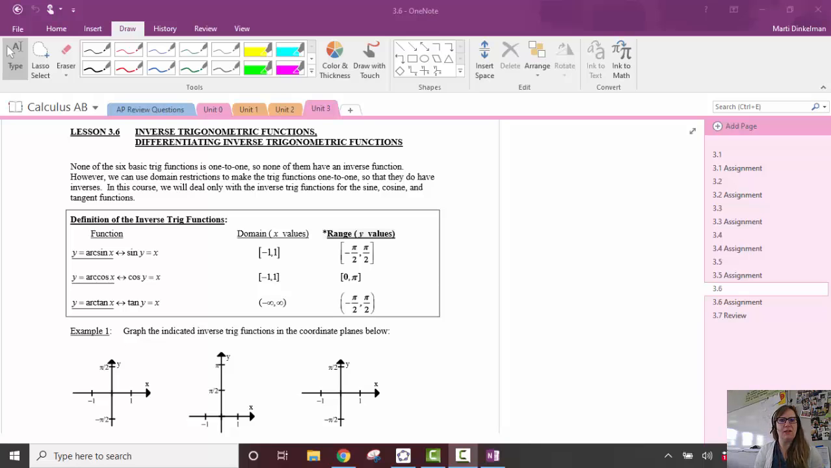Hey everybody, this is Mrs. Dinkelman, and these are the notes for lesson 3.6, which is about inverse trig functions and differentiating, or taking the derivative of, inverse trig functions.